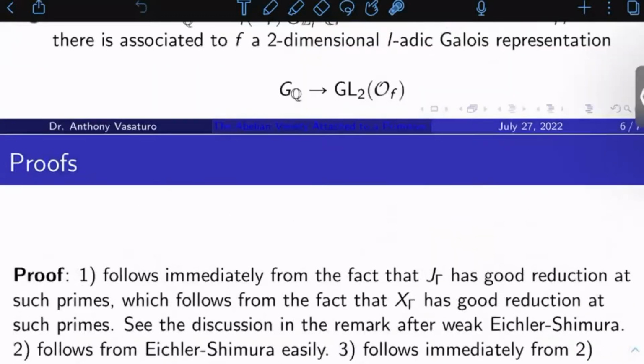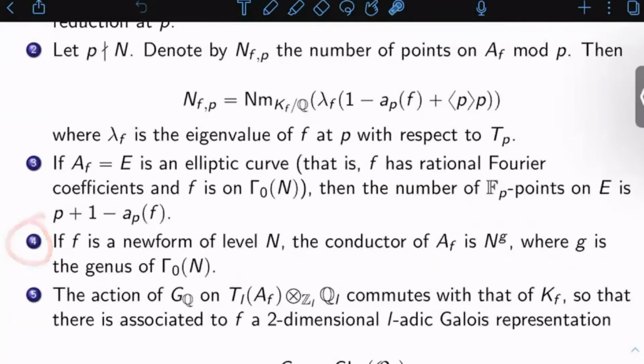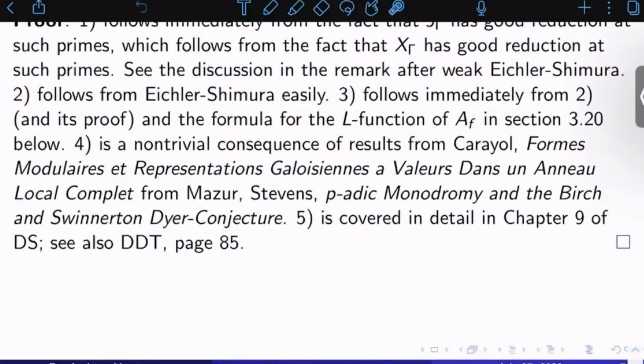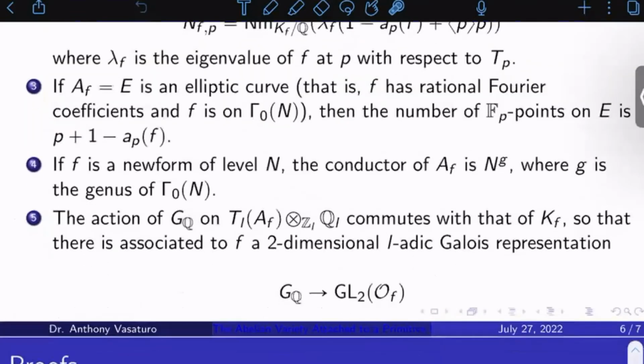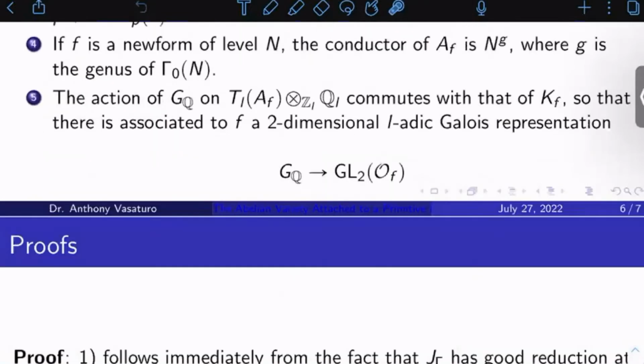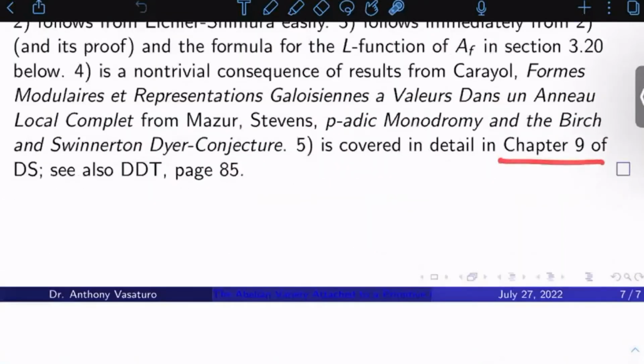Now 4, this conductor, this is probably the most non-trivial result. This is a non-trivial consequence of results from, you guessed it, Carayol, the conductor master, and also from Mazur-Stevens. Okay, so I gave you references to the papers here. And then 5 is covered in detail in a lot of different places, but I just like Diamond and Shurman chapter 9. I also like DDT page 85.